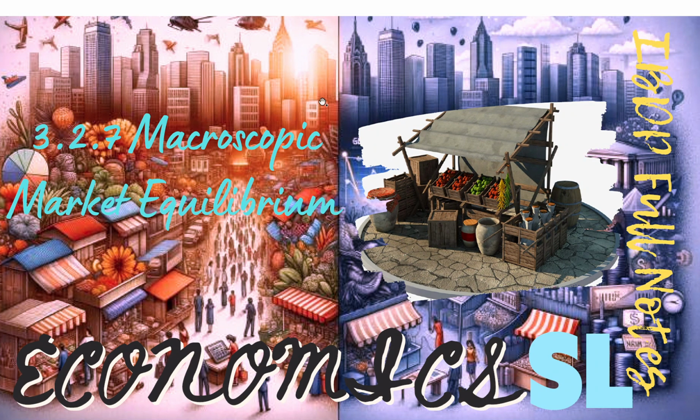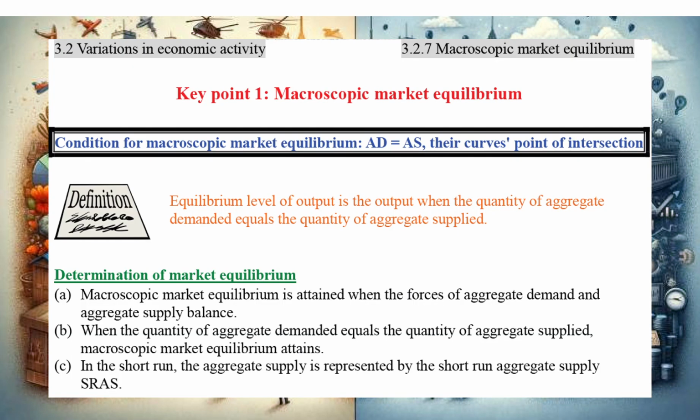Today we talk about economics, macroeconomics. Before, we learned about aggregate demand and short-run aggregate supply. Now we have to use them to explain macroeconomic market equilibrium. Don't panic, it's very similar to the one from microeconomics, okay? Demand and supply match, and then equilibrium. And we talk about macroeconomic market equilibrium, the same concept.